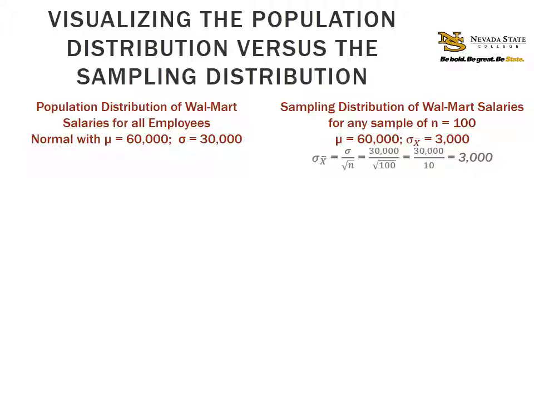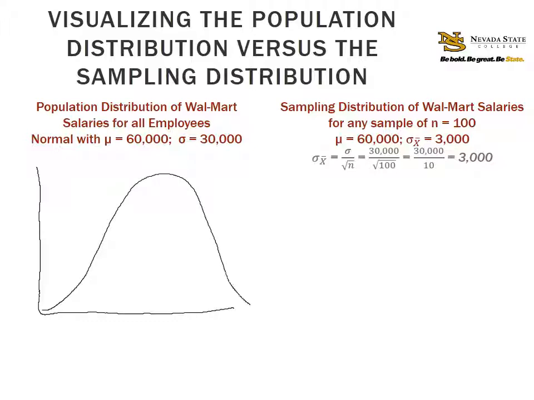For the rest of this lecture and for following lectures, we're focusing on normal distributions. So for the population distribution of Walmart salaries for all employees, we'll focus on it being normal, which it probably is pretty normal. Most things are. And we're going to draw our normal curve. And we're going to plot our population mean right in the middle. So that would be our 60,000. I'm just going to put 60K to shorten it.